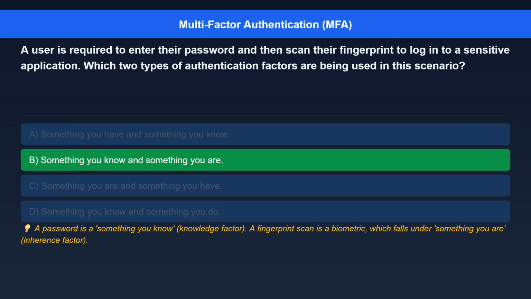The correct answer is something you know and something you are. Here's the explanation. A password is a something you know knowledge factor. A fingerprint scan is a biometric, which falls under something you are inherence factor.